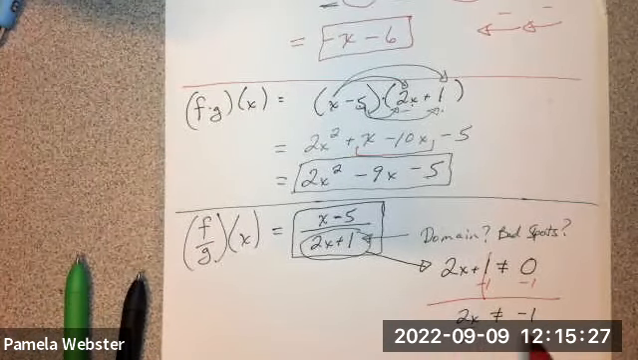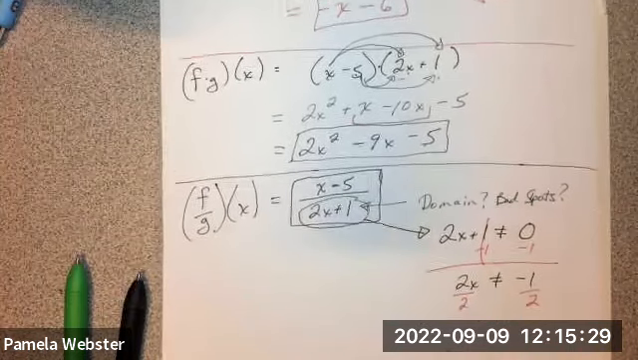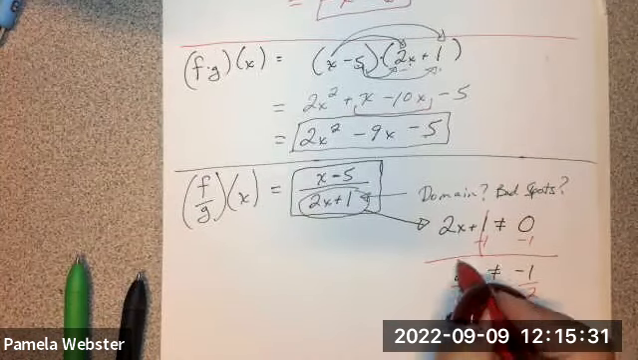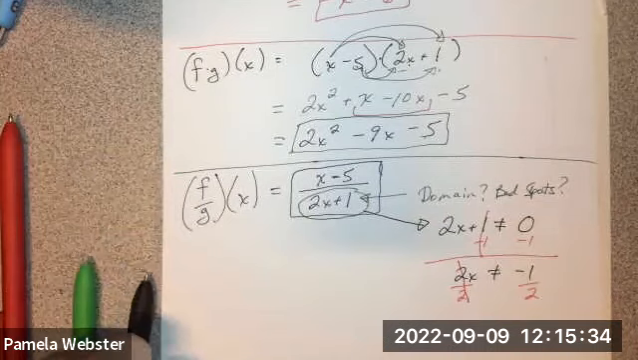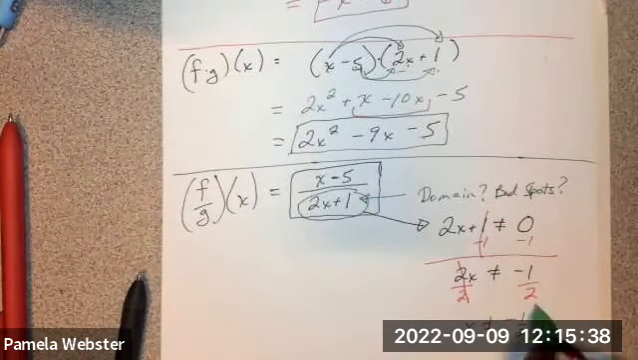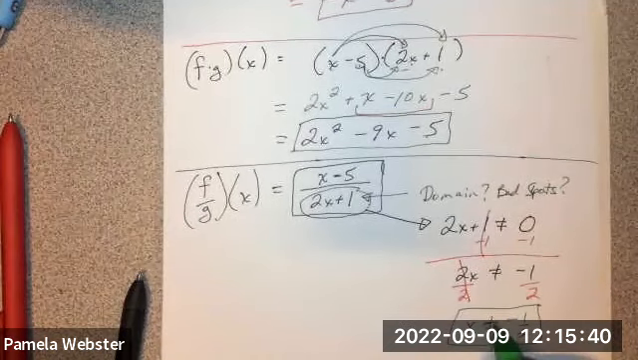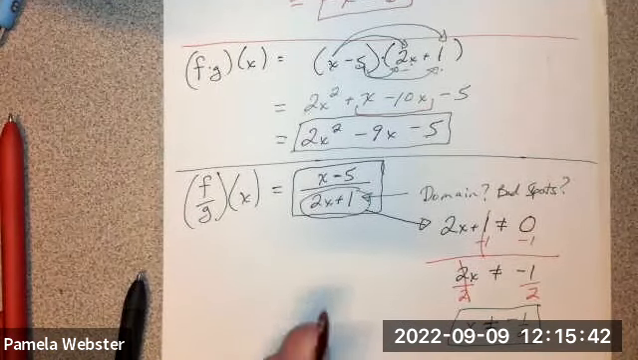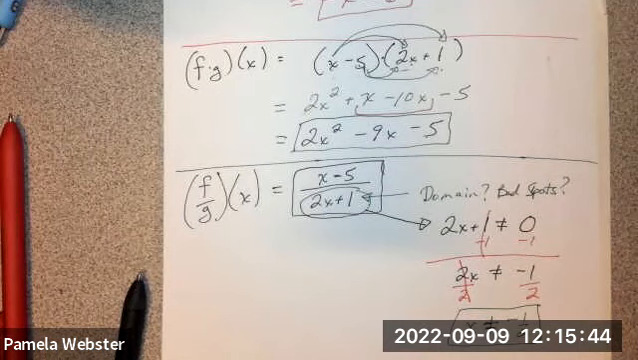And to get the x by itself, I'm multiplying by 2, so I come through and I divide by 2. Those will go away, and I've got that x cannot equal -1/2. So you always have to check whenever you have that fraction and make sure you know, is there a bad spot in the domain? And yes, there is.